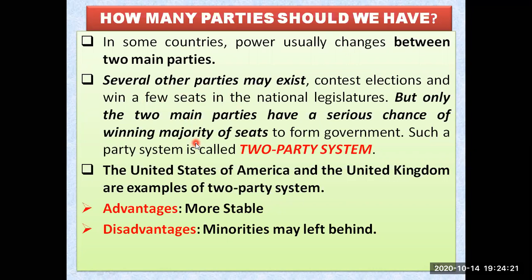An advantage is that it is more stable than multi party system, that we are going to discuss in our next slide. So let us move ahead. Is there any question related to this one? To the next slide.